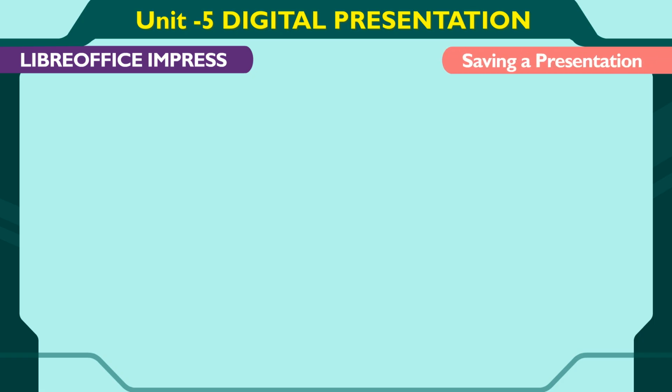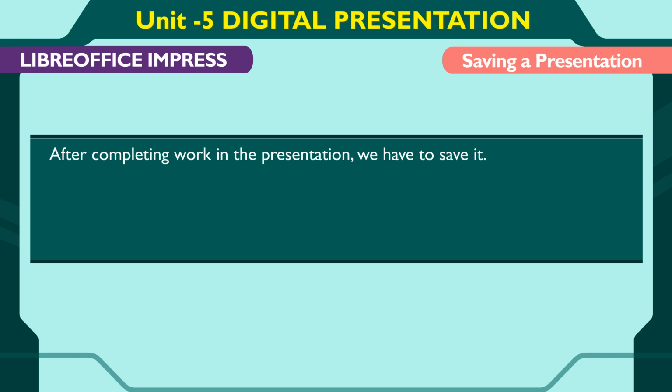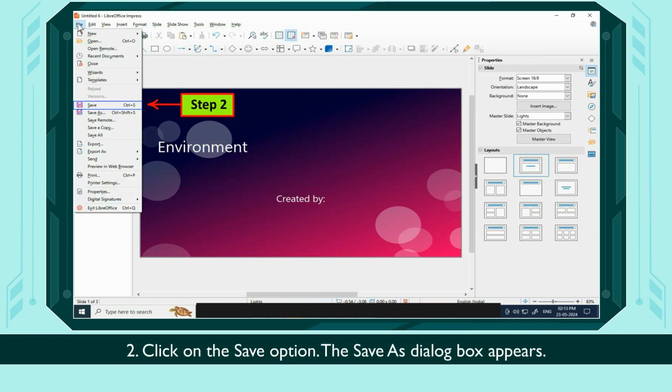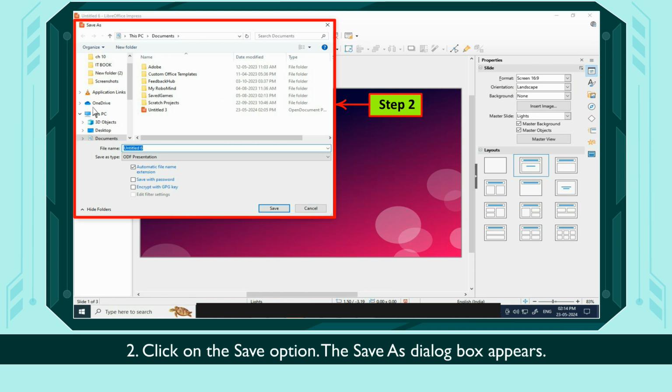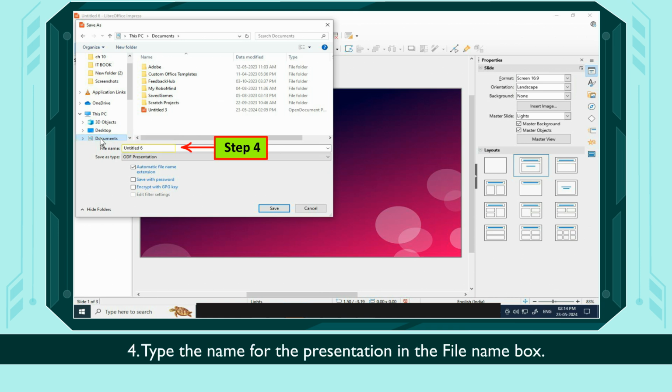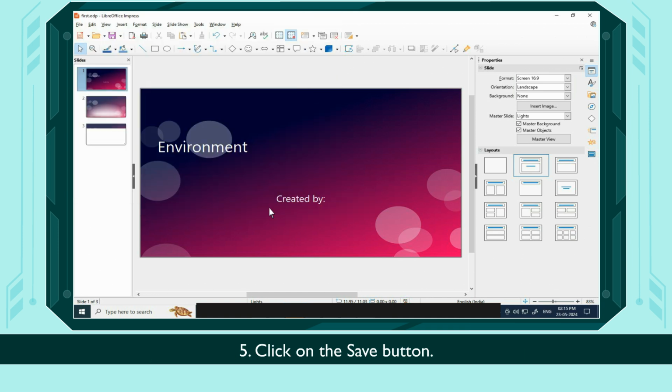Saving a presentation. After completing work in the presentation, we have to save it. Follow the given steps to save a presentation. 1. Click on the File menu. 2. Click on the Save option. The Save As dialog box appears. 3. Select the location to save the presentation. 4. Type the name for the presentation in the File Name box. 5. Click on the Save button. The presentation is saved with the specified name.